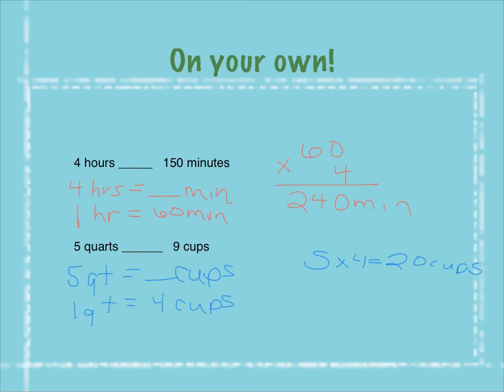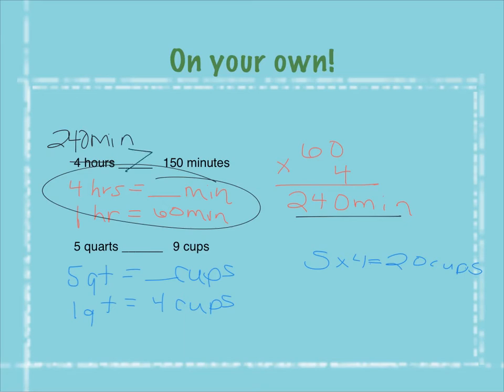Okay, so I've gone ahead and worked out the problem along with you. So let's start with this first one. I converted 4 hours into minutes. Once I figured out that 60 minutes was 1 hour, I multiplied them together to get 240 minutes. So now I can compare. 240 is definitely greater than 150, so I will plug in my greater than symbol.